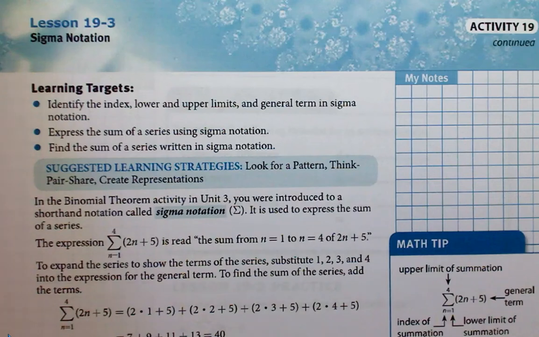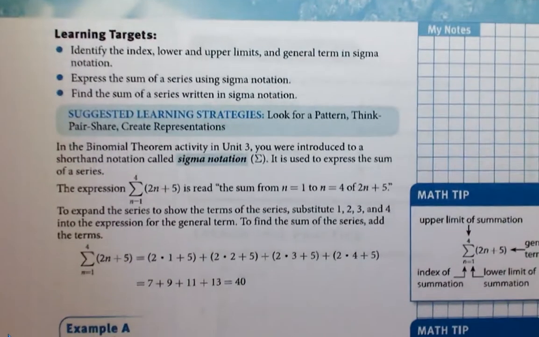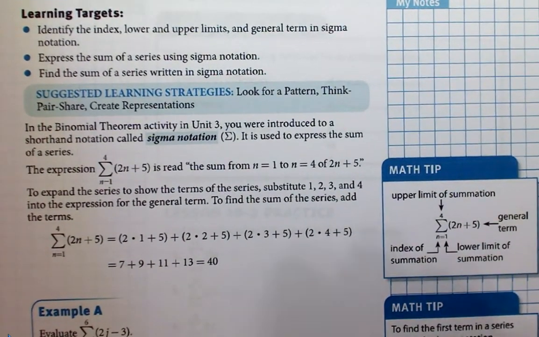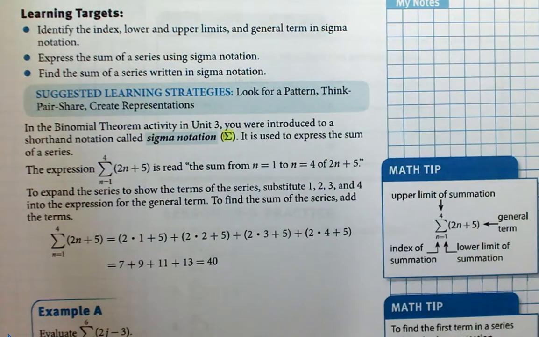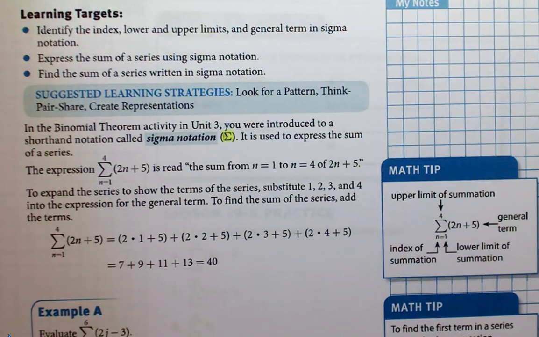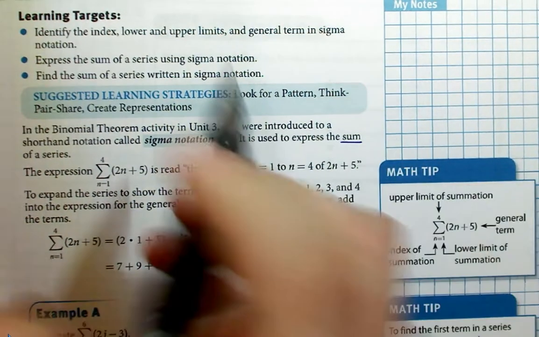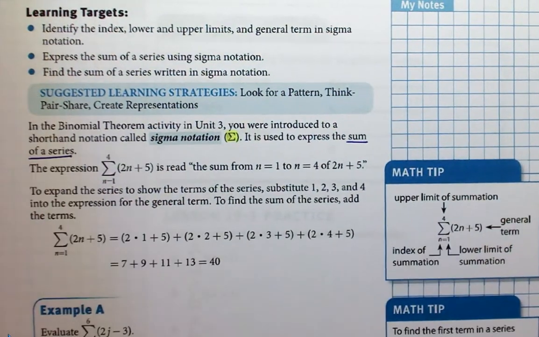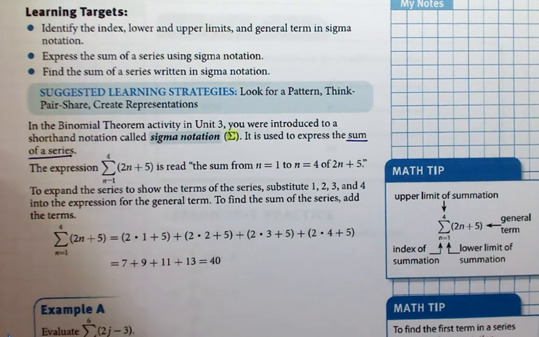Today we're going to extend our understanding of arithmetic series with something called sigma notation. Okay, so first of all, a sigma is a Greek letter, and it looks like this. It's also called a summation, and it is used to express the sum of a series. So it's just another way of doing what we did in the previous lesson. Okay, so for example, this is what a summation might look like.